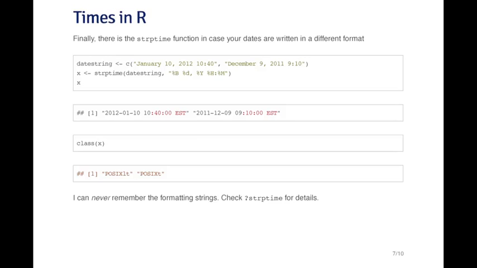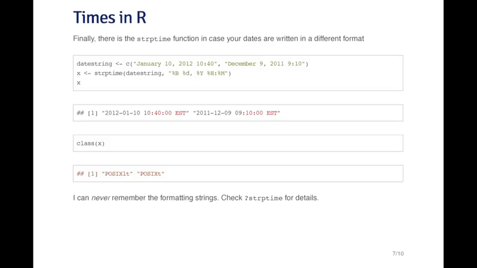So finally, there's the strptime function, which converts dates that are written in character string format into date or time objects. Well, in this case, it converts them into time objects. They use what are called format strings. So here I've got a string that says January 10th, comma, 2012, and then 1040, meaning 10 hour and 40 minutes. And then I have another string that says December 9th, 2012, 910. If I want to convert these strings to time objects, I can use the strptime function. What I do is I pass it the character vector, and then I pass it a format string.